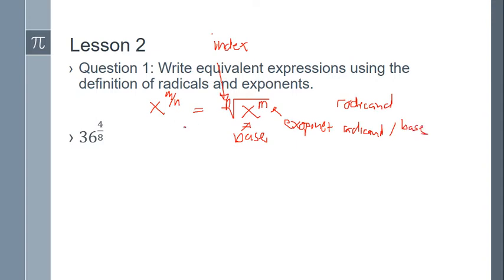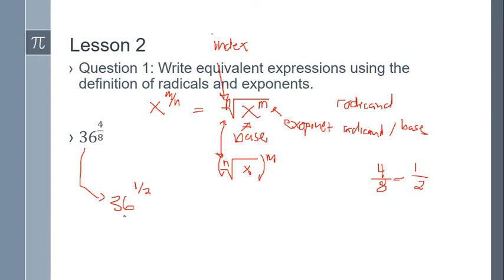And the reason why is because this expression here can also be written like this. So that's why that m is either the exponent on the base, like I wrote it here, or the exponent on the radicand, as if I wrote it here. We're going to use this definition to go ahead and rewrite 36 raised to the 4/8 power. One thing that we could do, when you have a fraction like this, is simplify it. 36 to the 4/8 is the same as 1/2. So we can write equivalent fractions up there. This is the same as 36 to the 1/2 power.